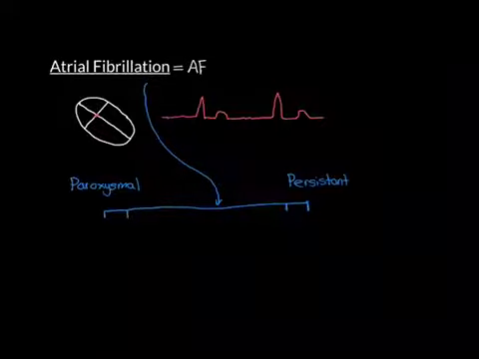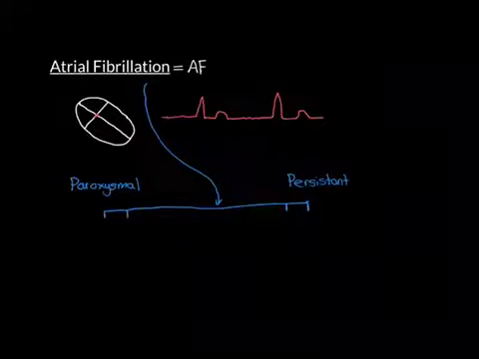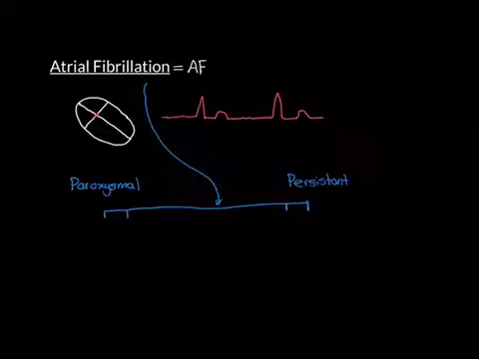Now, a little bit about pathology here. I'm not going to go into detail of this because I'm not a cardiologist and I won't pretend to understand this properly, but if you have atrial fibrillation, it does mean that there is something wrong with your atria. Something has damaged the conduction system in your atria, or something has damaged part of the myocardium.